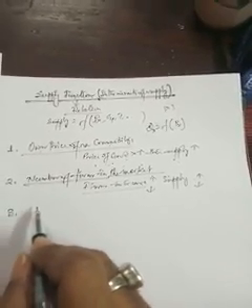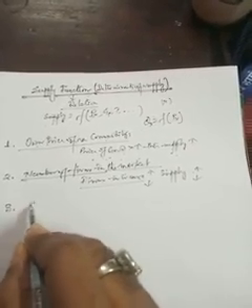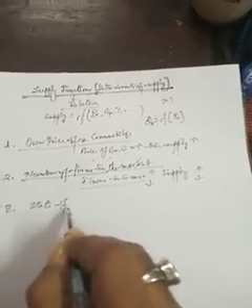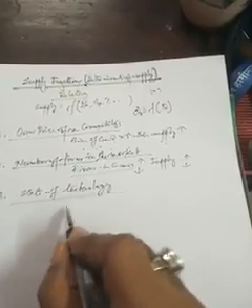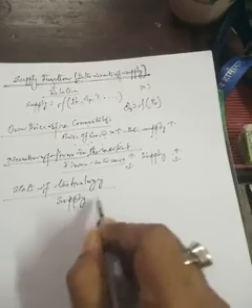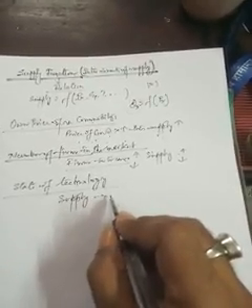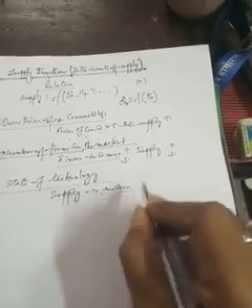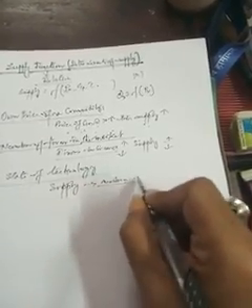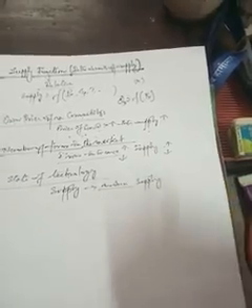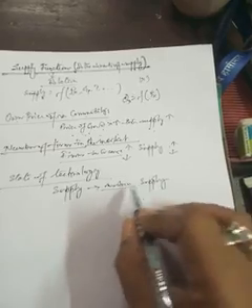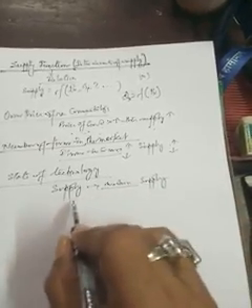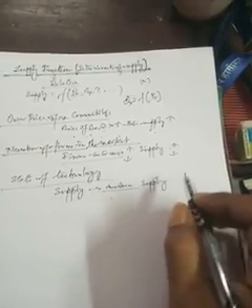Third point, we can write state of technology. Now supply depends on technology. If you use modern technology, then definitely your supply will increase. But if you use some obsolete technology, then your supply will fall.